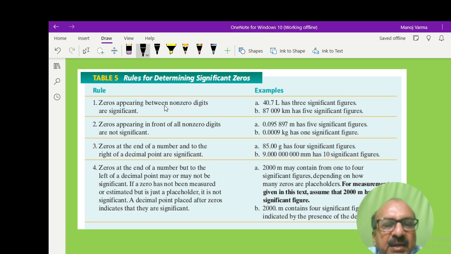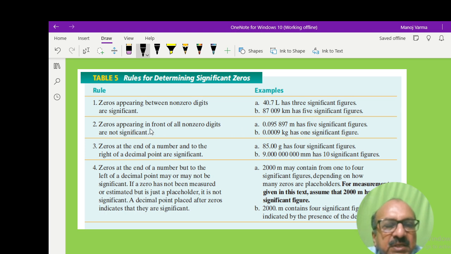So zeros appearing between non-zero digits are significant. That means this 0 is significant, and therefore there are three significant figures in the measurement 40.7 liters. Now look at the B example, where again these two zeros appear between 7 and 9, which are the non-zero digits, and therefore these zeros are significant, and therefore the total number of significant figures here is 1, 2, 3, 4, 5 kilometer. So it has 5 significant figures.